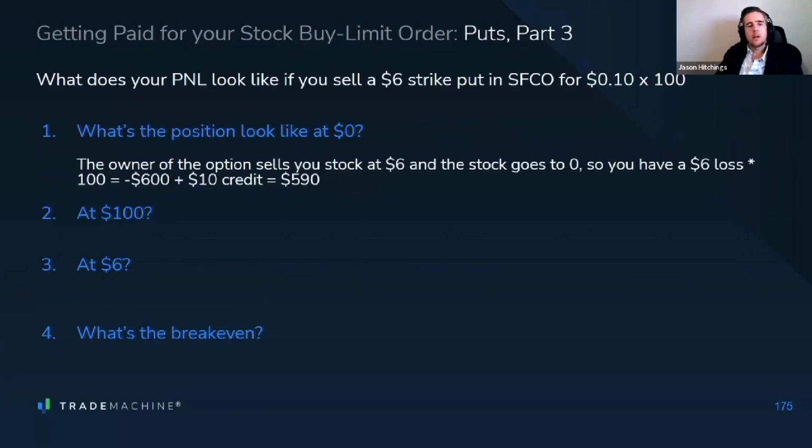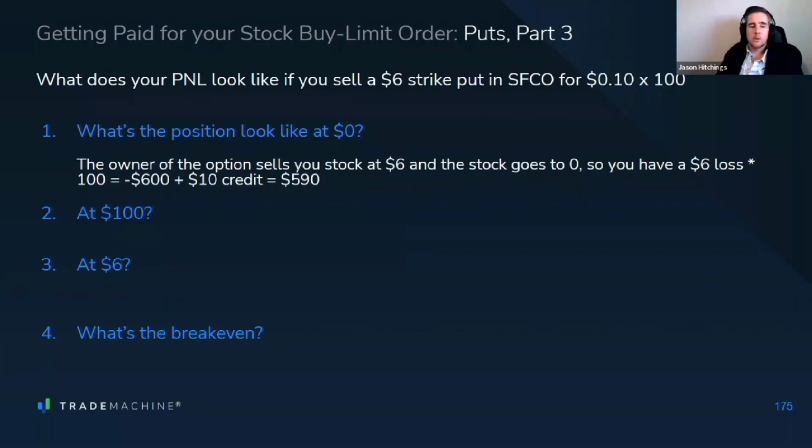Okay, so if the stock goes to 0, then the owner is going to sell you the stock at 6. So you're going to have to buy the stock at 6, but if you want to sell it, you're going to get 0 for it, or a penny. And so you're basically going to lose something like $600 on the stock trade, and you only made $10 for selling the option. So you're going to lose something like $590.